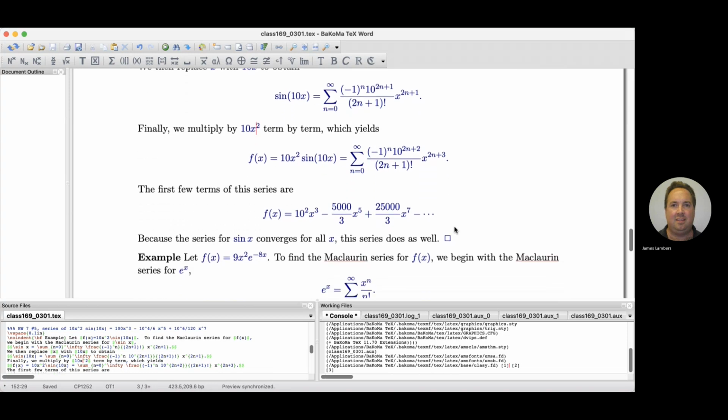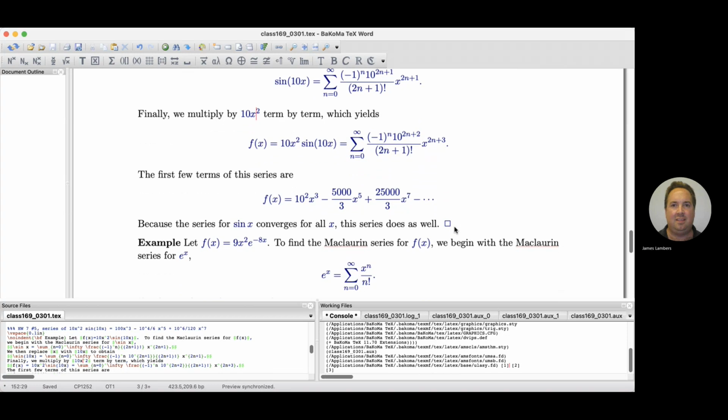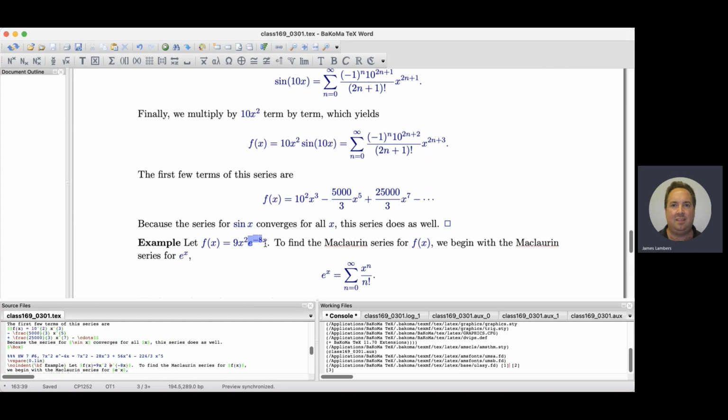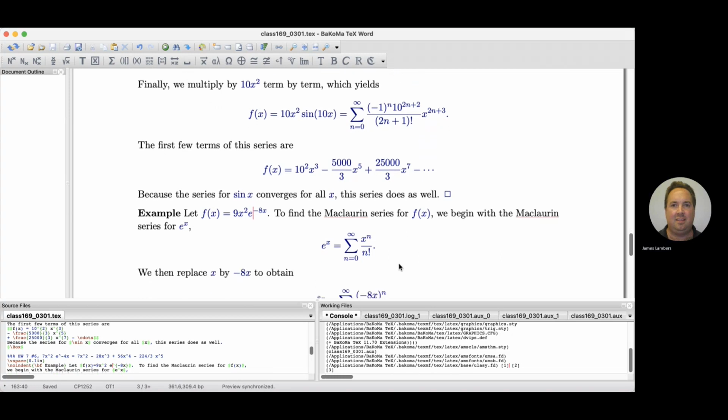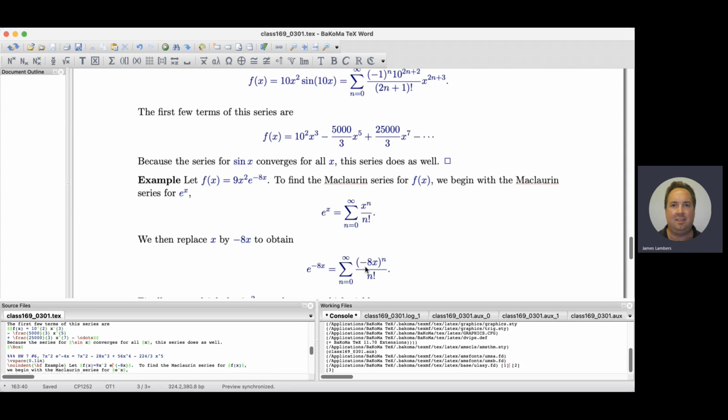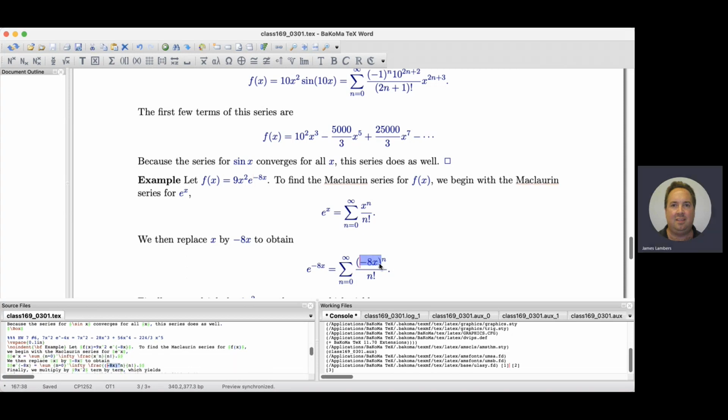All right. The next example, similar in nature. My function is 9x squared times e to the minus 8x. So my starting point is the Maclaurin series for just plain old e to the x that I have here. So then I will replace x by minus 8x. So that gives me this.